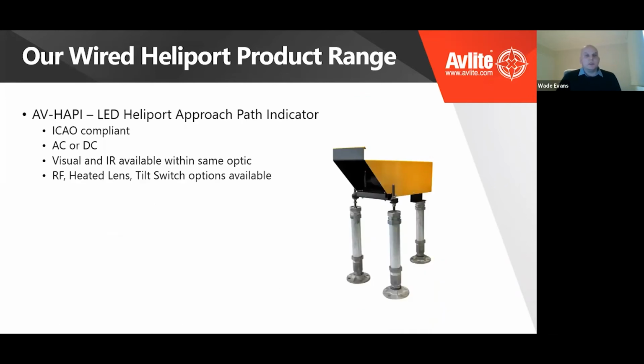This is then complemented by another new product to the market, which is our HAPPY system, LED HAPPY. It's ICAO compliant. Comes in AC or DC variants. Visual and IR are available within the same optic, which when you start thinking through the optical design is quite a tricky challenge. And then you've got RF, heated lens, or tilt switch options available. This is really leading the way in terms of HAPPY applications in the industry. It's a very specific, very compact product that really meets the needs of that HAPPY application.